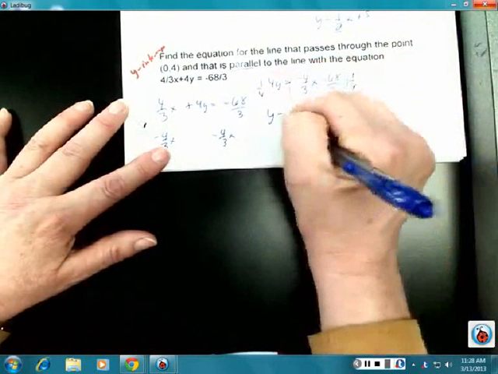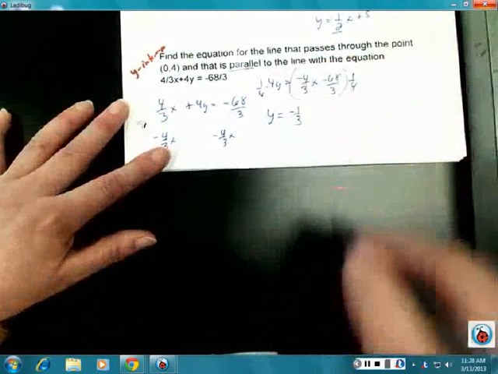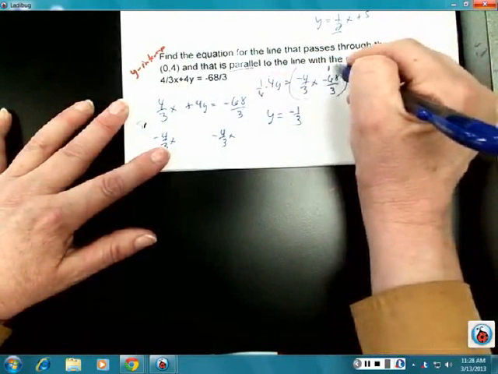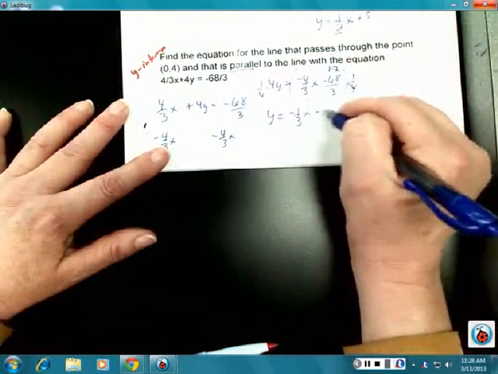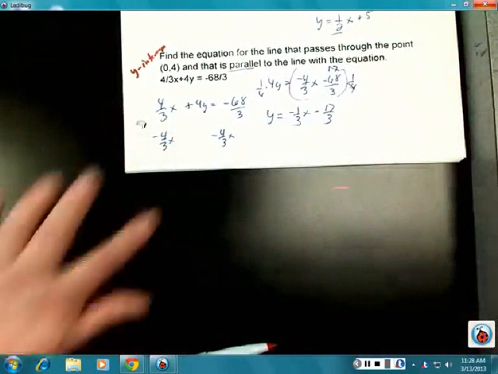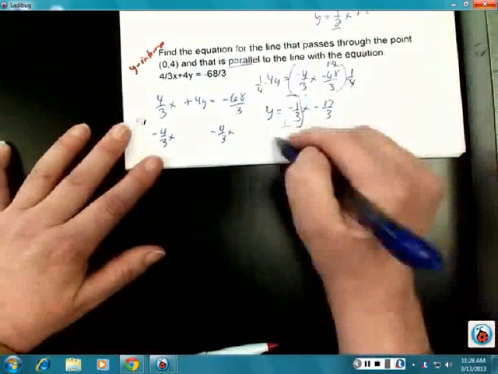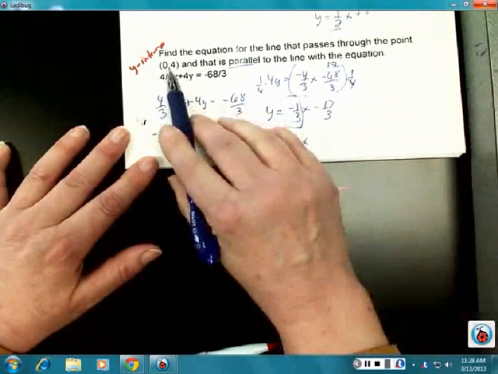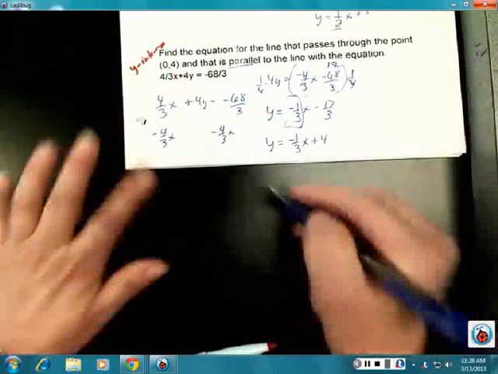So y is equal to 4 and 4 cancel, leaves me with a negative 1/3. 4 and 68, I think it does go in there. 4 goes in 6 once. 17. x minus 17 thirds. And what's my slope? Negative 1/3. What's my new line? Negative 1/3, and because I've got an intercept, all I need to do is simply put plus 4 at the tail end, and I am done.